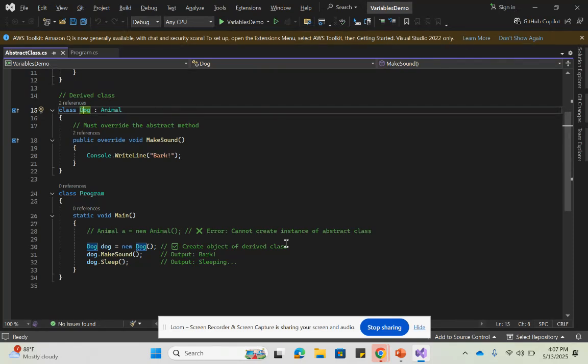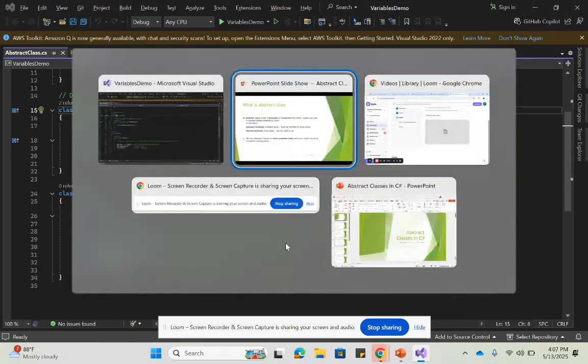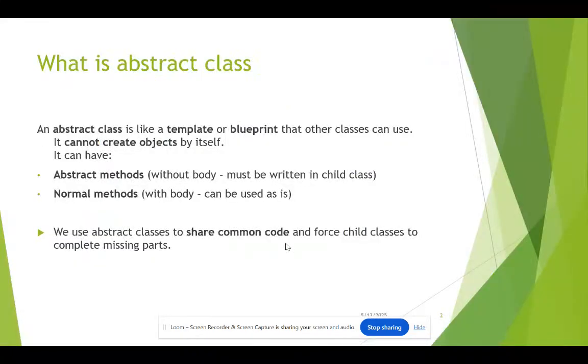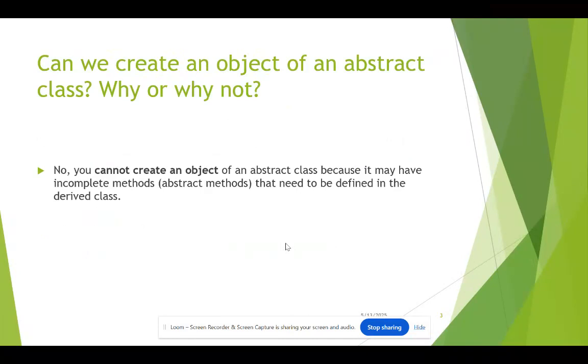So this is how we can implement abstract methods as well as normal methods in the abstract classes. Now we will see a few of the important questions which are frequently asked in interviews based on the abstract classes. Can we create an object of the abstract class? Why or why not? As we have seen earlier, we cannot create the object of the abstract class because it may have incomplete methods, that is abstract methods that need to be defined in the derived classes.